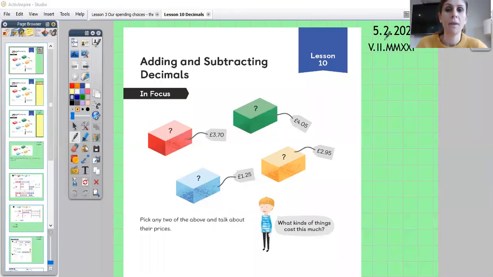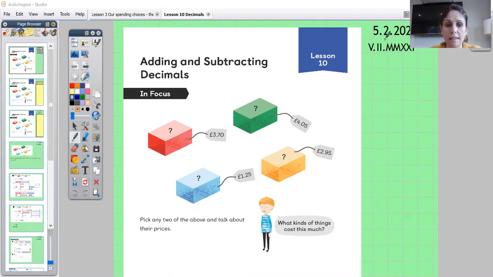Morning, Year 5. Right, today's lesson is still thinking about adding and subtracting decimals. Slightly larger numbers, but nothing too difficult to work with. And we're thinking about prices, money, which is obviously what we often think about when it comes to decimal numbers, when we've got tenths and hundredths.